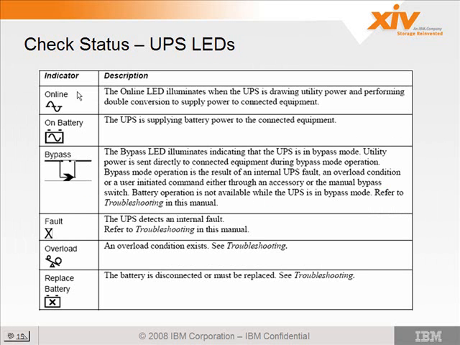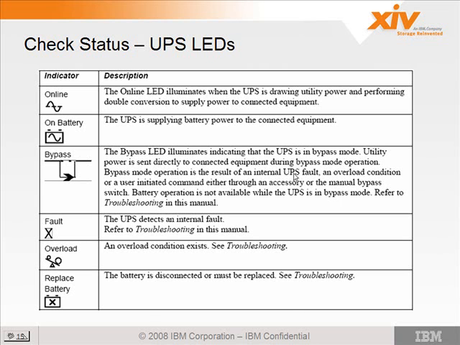The upper LED with this symbol indicates that the UPS is drawing utility power from the customer, or getting AC power to the UPS. Then we have an on battery indicator, and a bypass indicator. The bypass LED illuminates indicating that the UPS is in bypass mode. Utility power is sent directly to the connected equipment during bypass operation.